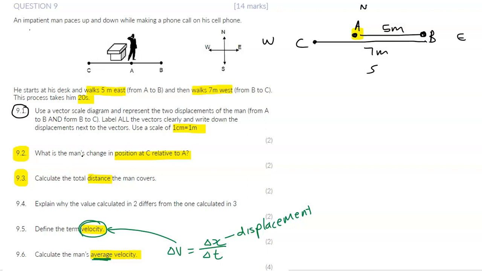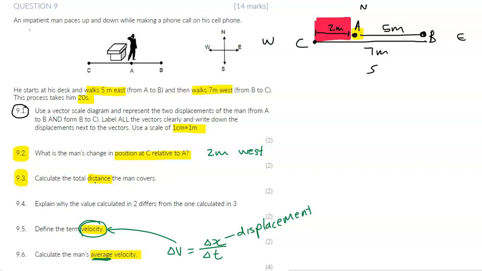At 9.2, they ask, what is the man's change in position at C relative to A? So they're asking, if I stand at A, where will C be? Okay, so from A, we went 5 meters east, and then we came 7 meters to the west, which means that the distance between C and A is 2 meters, right? So this is what we call the displacement, because the displacement is the difference between the initial and final position. So the man's change in position at C relative to A will be 2 meters to the west. Okay, so if I stand at A and I look towards C, C is 2 meters away from me and is to the west.